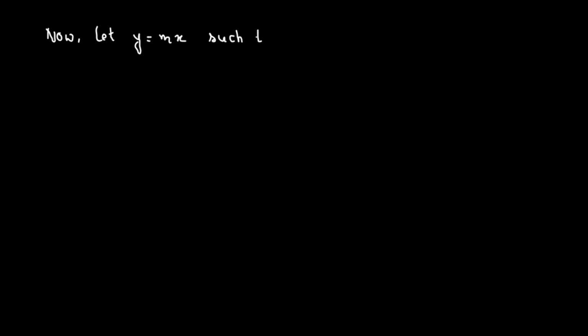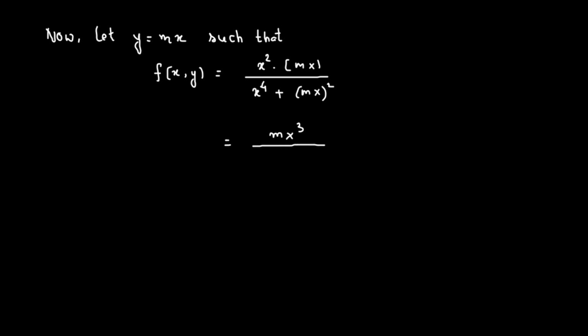Now since f1 is equal to f2, we need to go a step further and suppose that y is equal to mx, such that f of x comma y now becomes x squared times, replacing y with m times x, so that will be mx divided by x raised to the power of 4 plus mx whole squared, which gives us mx cubed divided by x raised to the power of 4 plus m squared x squared. Now we factor out x squared from both the numerator and the denominator, which leaves us with mx divided by x squared plus m squared.